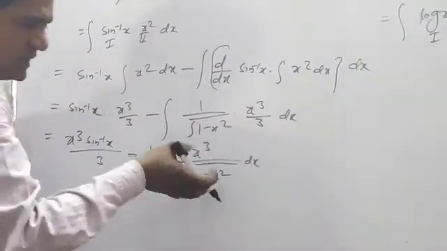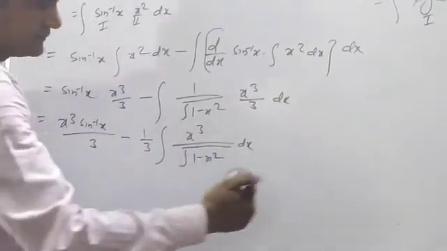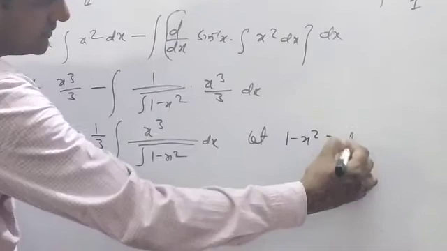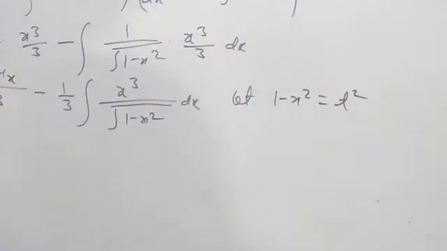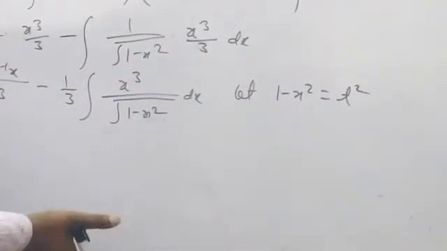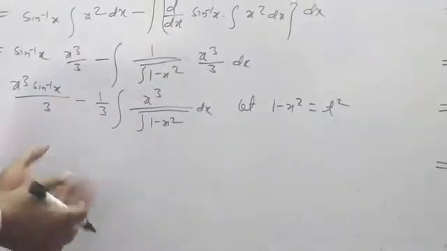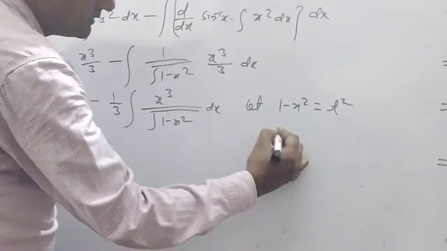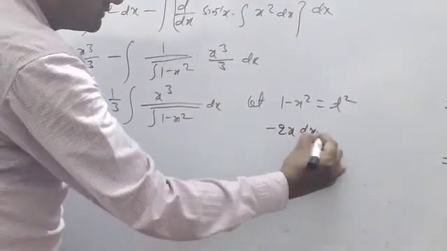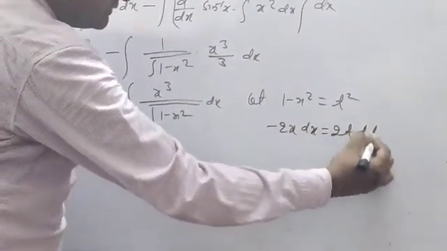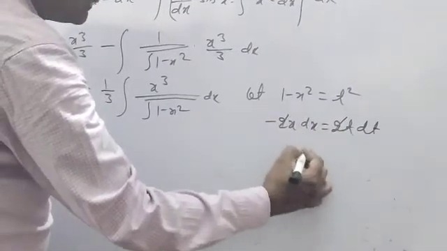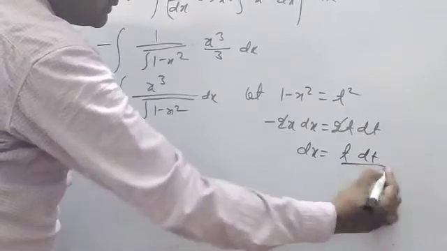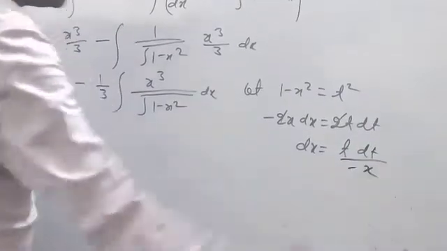After that, we have to integrate this function. Here, let 1 minus x square be equal to t square. In a previous video, we have already done how we can substitute t, u, theta here. And here minus 2x dx is equal to 2t dt. 2 cancels here. And dx is equal to t dt upon minus x.